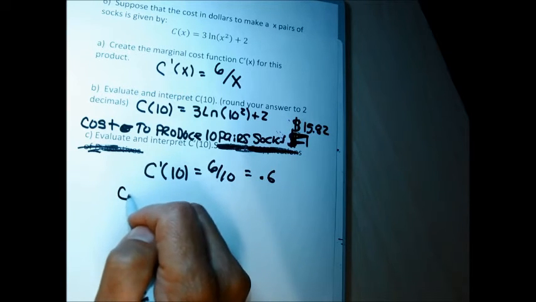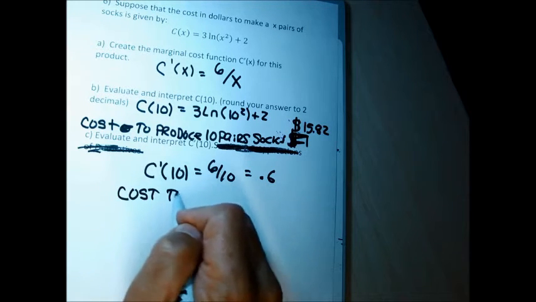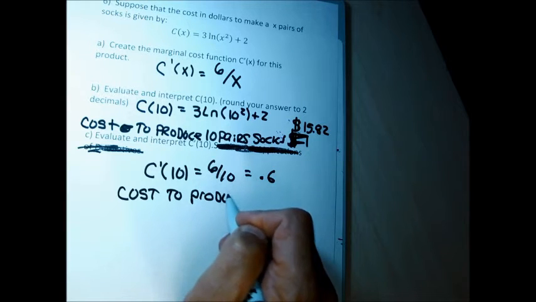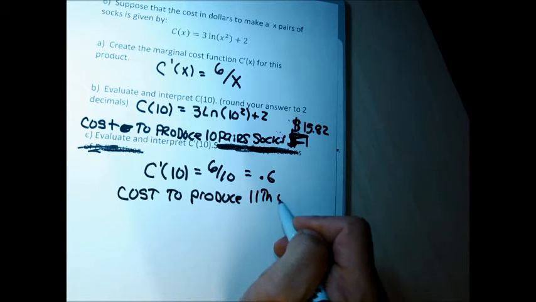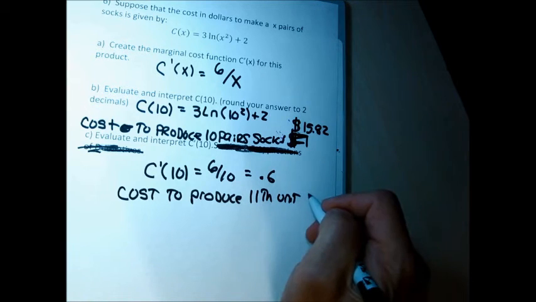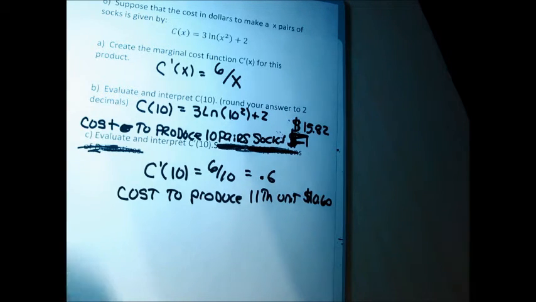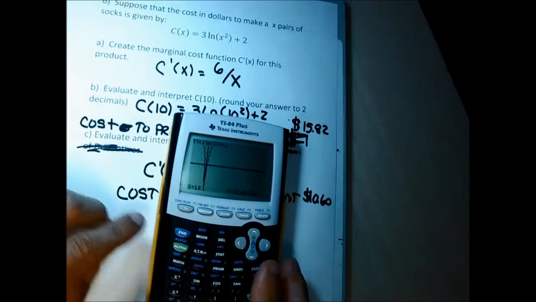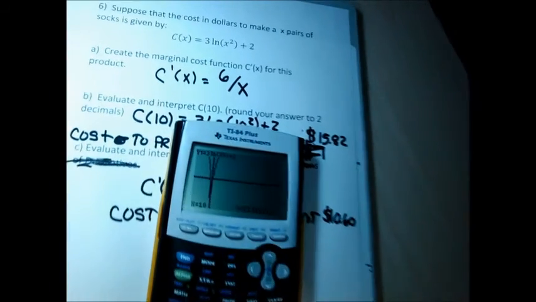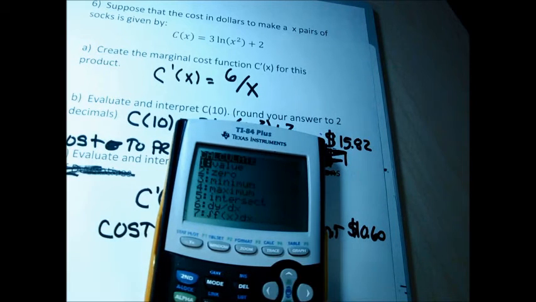And so I'm going to say the cost to produce the 11th unit, 0.60, is 60 cents, or $0.60. And from my main screen, I did that in my head. From my graphing screen, I'd go second calc, go down to option 6, dy/dx, type in the number 10 and hit enter, and you get exactly that same 0.6.